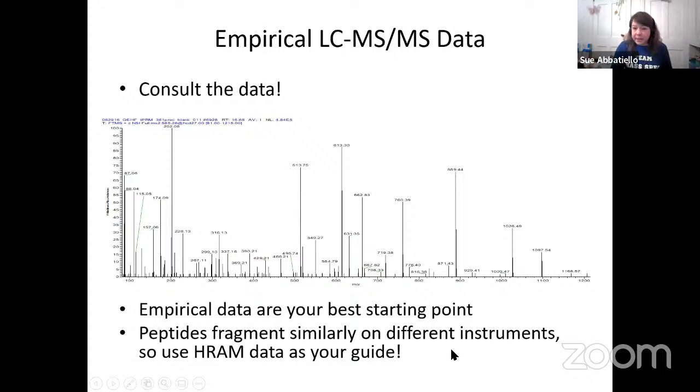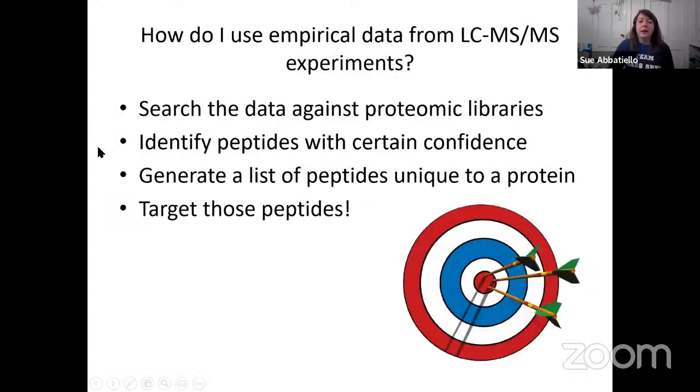And peptides fragment similarly, even on different mass analyzers. This is just based on using the same type of fragmentation mechanism, meaning collision induced or collisionally activated dissociation. You should see a lot of the same fragments, perhaps not at the same ratios, but you can be pretty confident that they will be generated similarly. So now, if you have empirical data, what do you do? We search the data against proteomic libraries, you can identify peptides with certain confidence, you can generate a list of the peptides you're most likely to detect, and then target them.